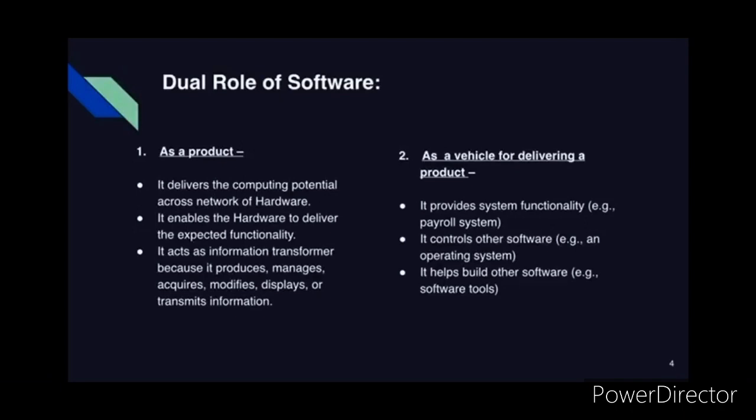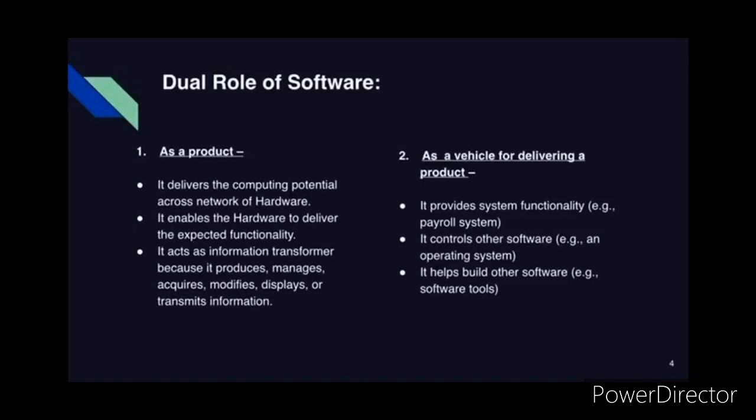First, it delivers the computing potential across network of hardware. Now what do you mean by computing potential? Now in certain hardware, certain pre software is installed. So suppose in a printer some software is installed. So for that what happens, your printer can be used for printing out.